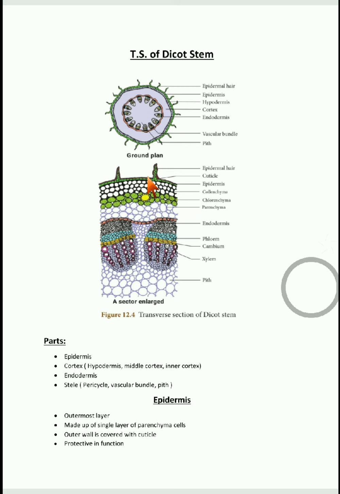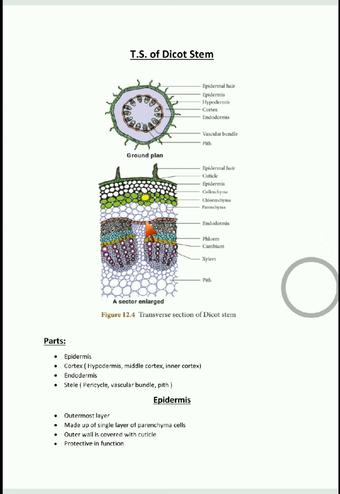The first one is the outer layer, which is epidermis. Below epidermis we have cortex. Cortex is made up of three regions. The first one is hypodermis, then the middle green color structure is called middle cortex, and then we have an inner cortex. Inner to cortex, that is the inner circle, is called endodermis. Endodermis is nothing but a single layer of cells.